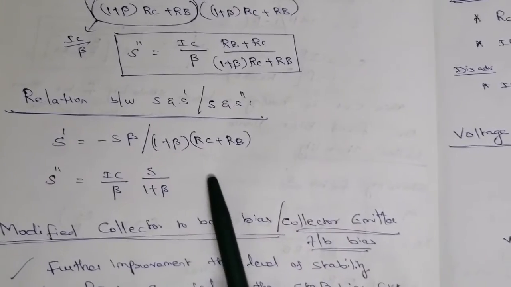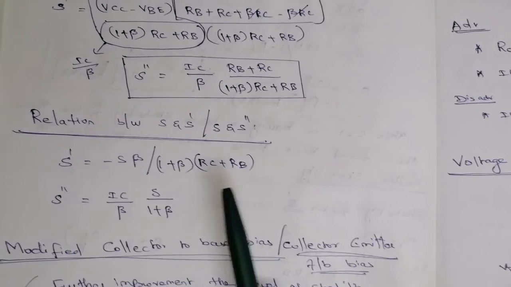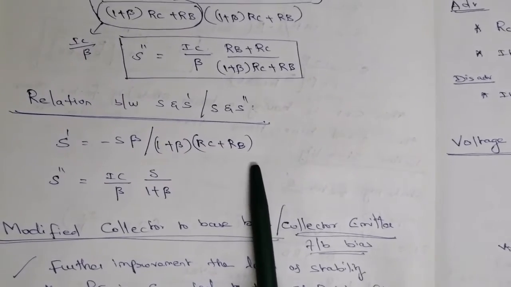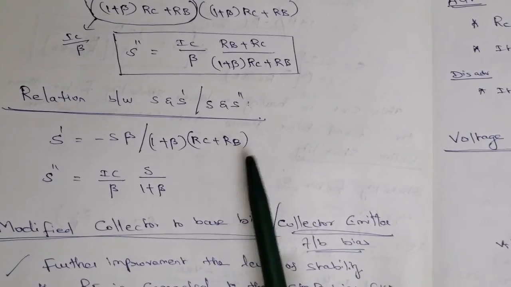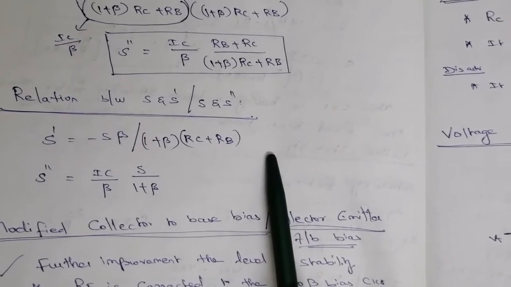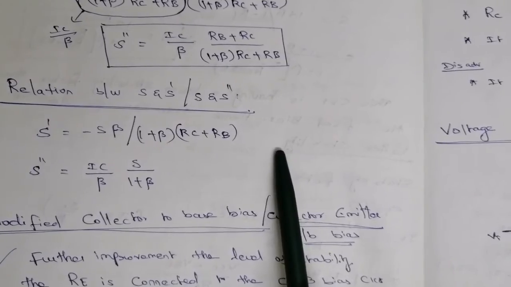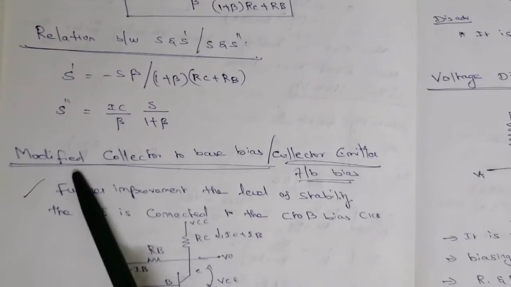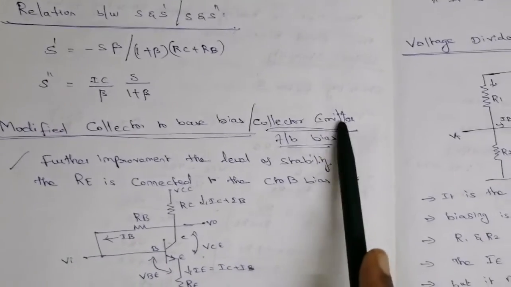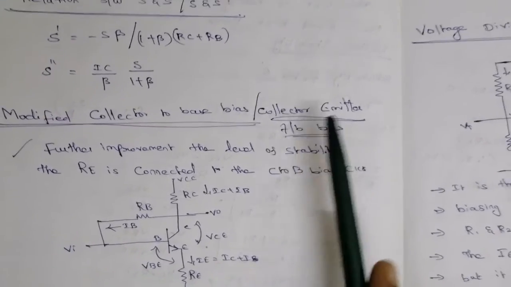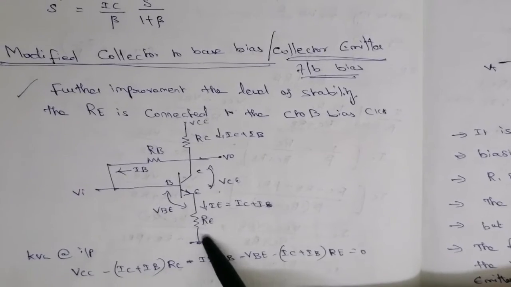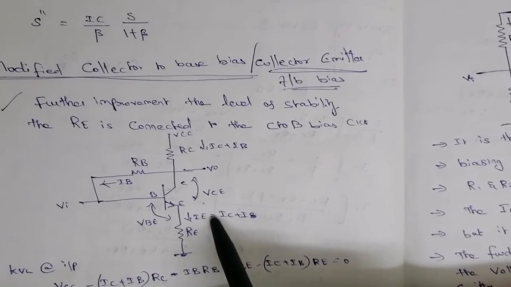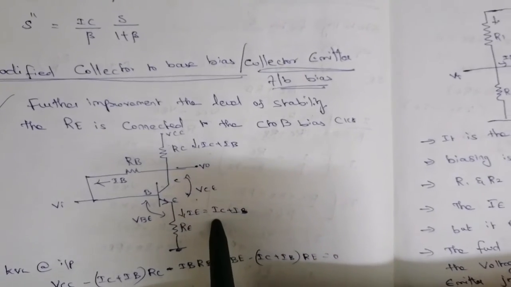So in this circuit the feedback path provides better stability but it is not fully complete. It will not give a perfectly good stabilization. It can be increased by modifying this circuit. This method is called the modified collector to base bias or collector to emitter feedback bias. So here one emitter resistance is added in this circuit. By adding this, it provides a completely negative feedback which gives a better level of stability.